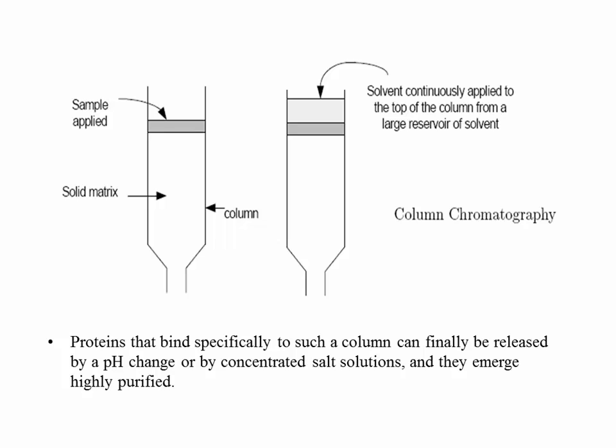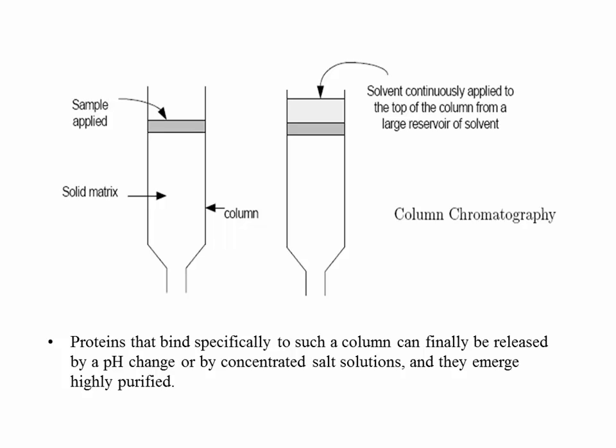So you will apply the sample at the top, and you will force it through this matrix. Obviously you put in a special matrix that will pick up some component of the sample that you're applying. Something will get stuck to that column, and the rest of the stuff will flow through. Whatever is stuck to that column, you have to have some technique for separating it out from the column later. That's the big picture of column chromatography.